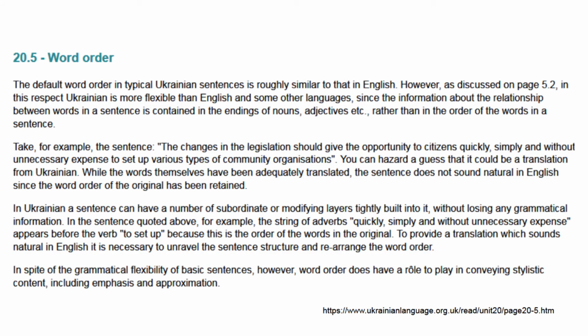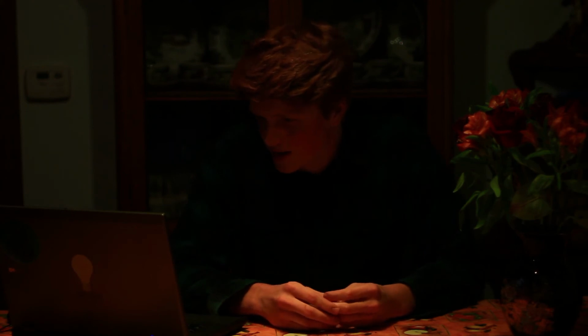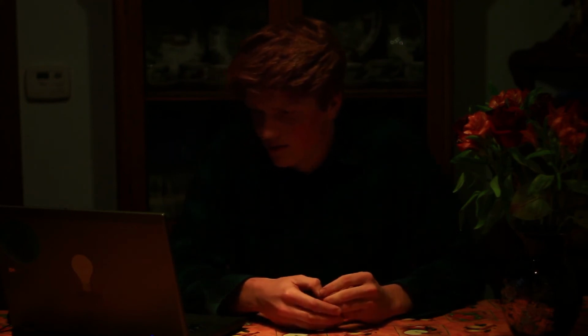But anyways, so it says the default word order in typical Ukrainian sentences is roughly similar to that of English. However, as they discuss in maybe file 5.2 or so, Ukrainian is more flexible than English and some other languages, since the information about the relationship between the words in a sentence is contained in the endings of nouns, adjectives, etc., rather than in the order of the words in a sentence. So then they give an example here in a sentence. So a typical Ukrainian sentence might go something like this.